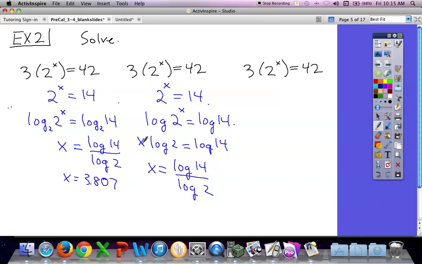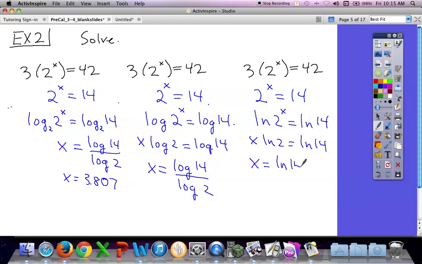And I could even have used natural logs, right? Because I've got those in the calculator too. I could have, at this step here, taken ln of 2 to the x equals ln of 14. So x ln of 2 equals ln of 14. So x equals ln of 14 divided by ln of 2, which is what we know from change of base. It doesn't matter what the log, you can always change to another base by doing that. And in every case, you're going to get the same answer right there.